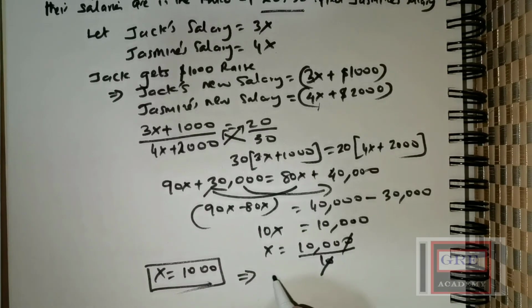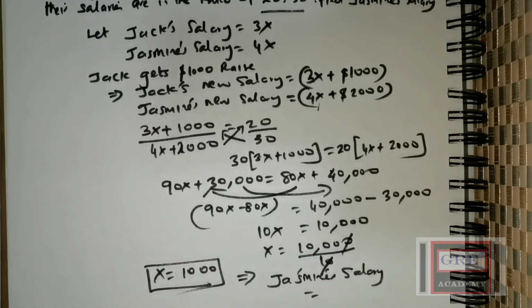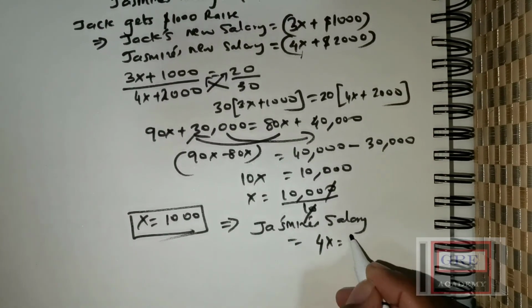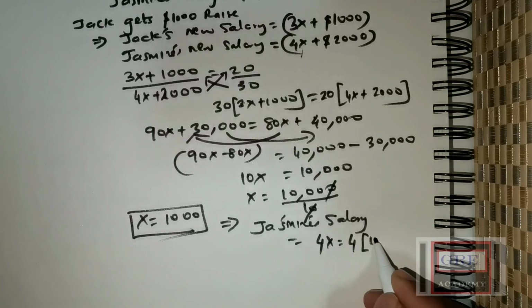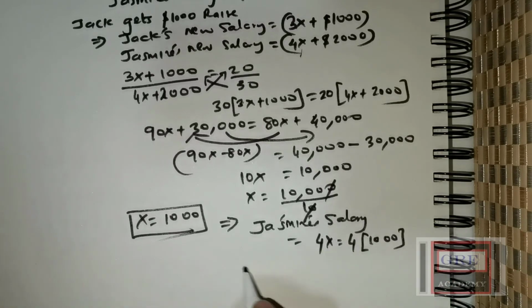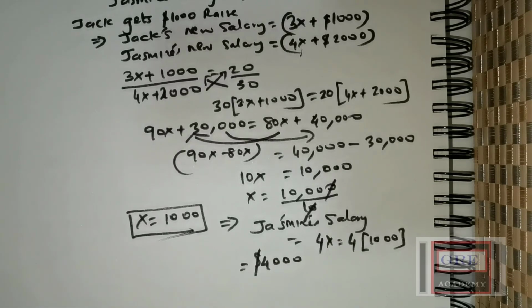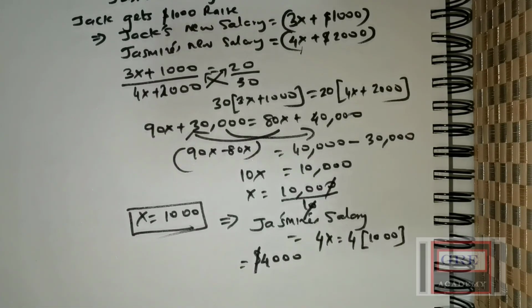So this implies we want Jasmine's salary. Jasmine's salary was initially taken to be 4x. So that's going to be 4 times 1,000. So that's going to be $4,000. This is the final answer to the question.